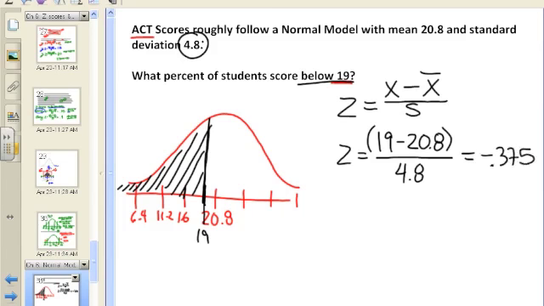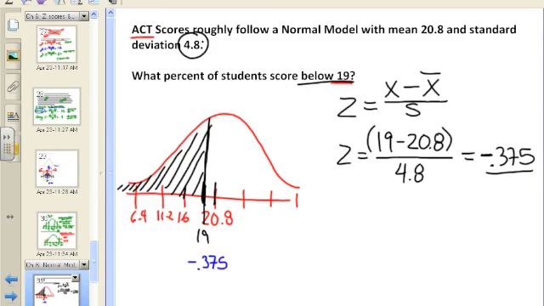By the way, in your brain, this negative should be a really good thing because we are below the mean. All right, so this tells me, wow, I'm not 1 standard deviation down. I'm negative 0.375 standard deviations away. So let me go ahead and identify that right here. This 19 is the same as negative 0.375 in z-scores.